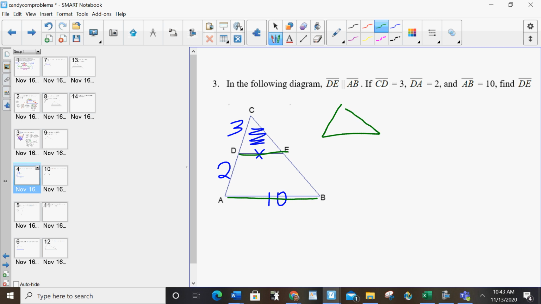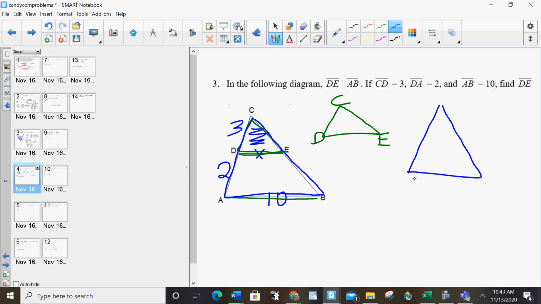Draw the small triangle, CDE, and draw the big triangle, CAB. Put the information into the triangle. So for the small triangle, CD is 3, DE is X.